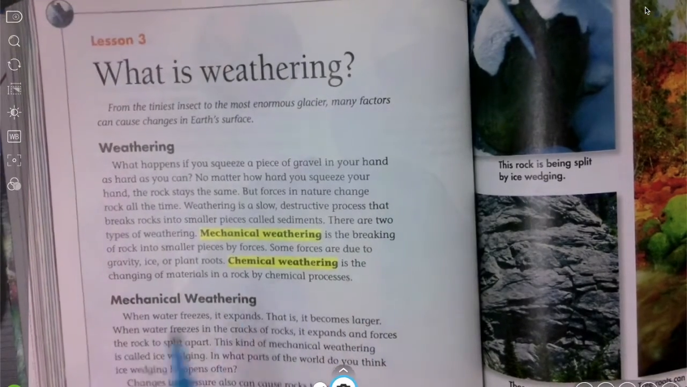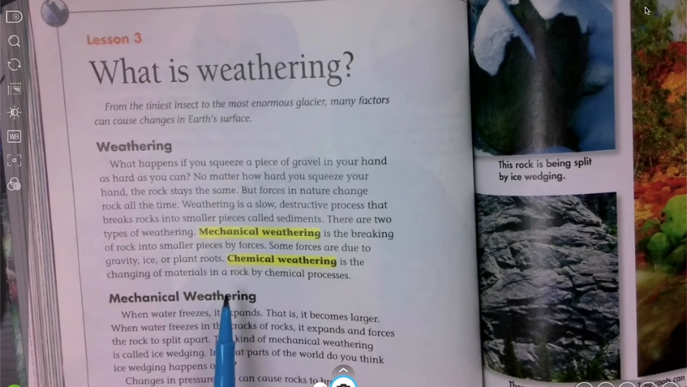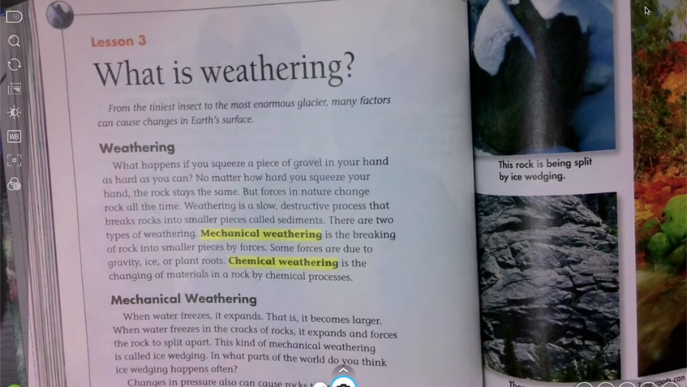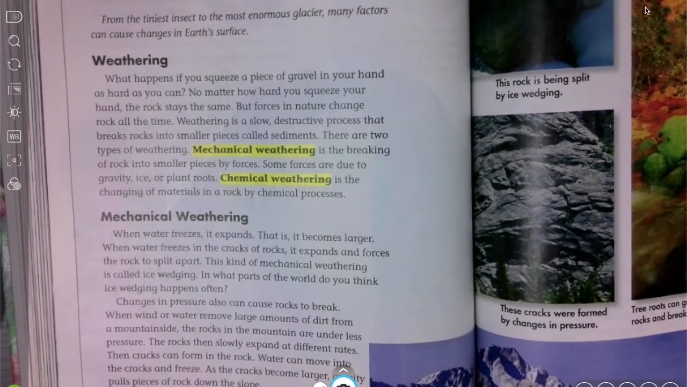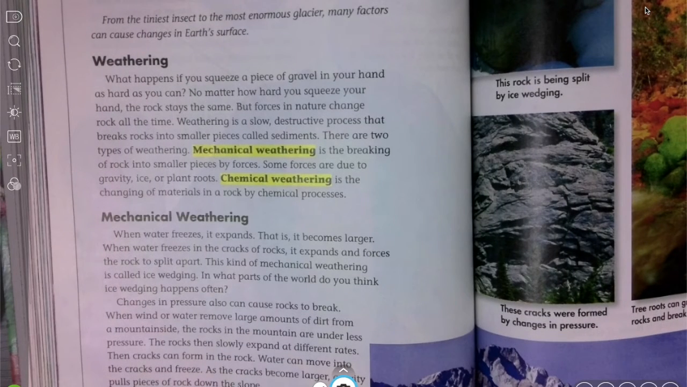Chemical weathering is the changing of materials in a rock by chemical processes. So chemical can kind of help you out there. When water freezes, it expands. That is, it becomes larger. When water freezes in the cracks of rocks, it expands and forces the rocks to split apart. This kind of mechanical weathering is called ice wedging.